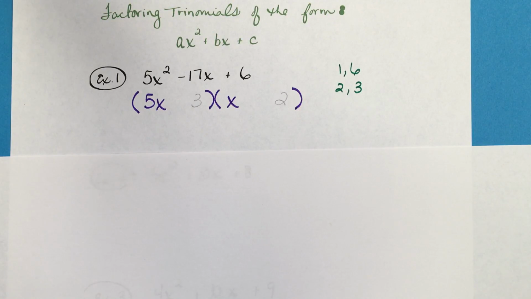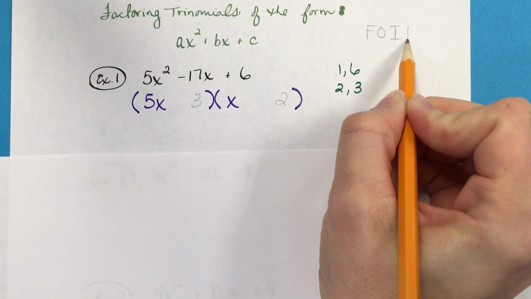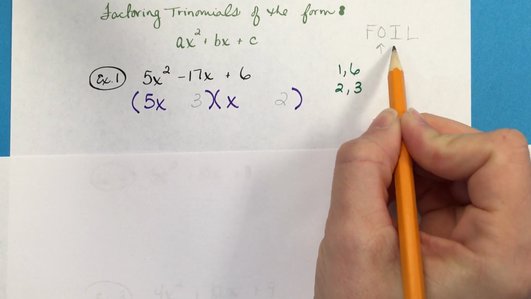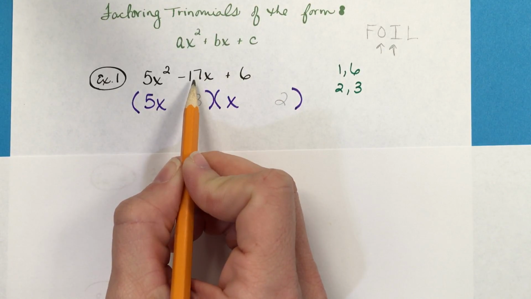Now, what you've got to do is see if this combination is going to give you this negative 17. And I'm not even going to worry about my signs just yet. We'll worry about that in a minute. Remember, this is the reverse of your FOIL method, okay? And if you remember, when you do FOIL, let me write it out here. Of course, that's just an acronym that stands for first, outer, inner, last. So it's the outer and the inner where this negative 17 is going to come in.